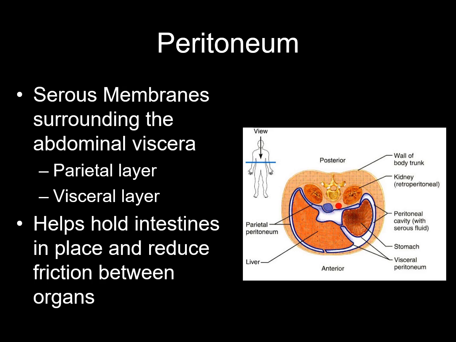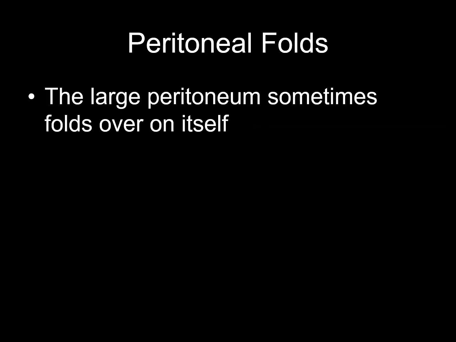The thing about the peritoneum is we create these folds in the peritoneum in the abdominal cavity. And so we'll talk about these folds. They also tie down the organs so that the intestines stay in place. They can move, but they're tethered down in one location. So it reduces friction, but it also holds the organs in place a little bit.